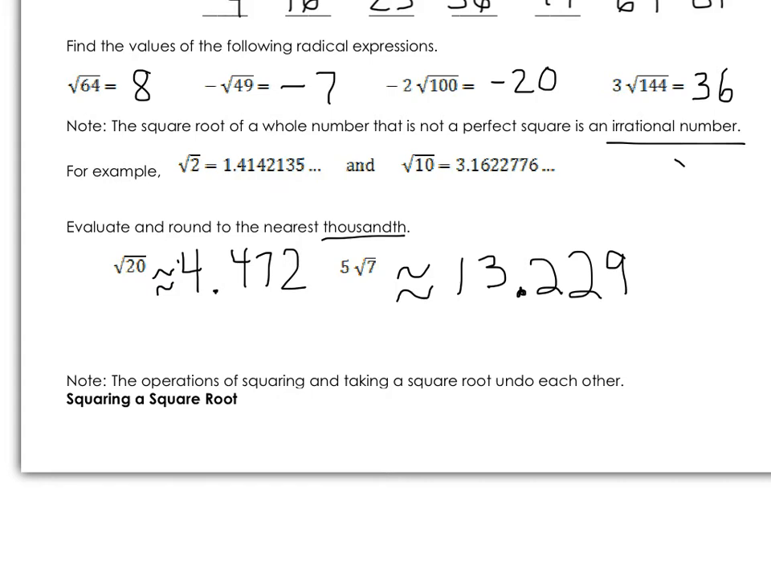The operations of squaring and taking a square root undo each other. So 5 squared is 25. We squared 5. Now let's take the square root of 25. We get 5. Squaring and square rooting undo each other.